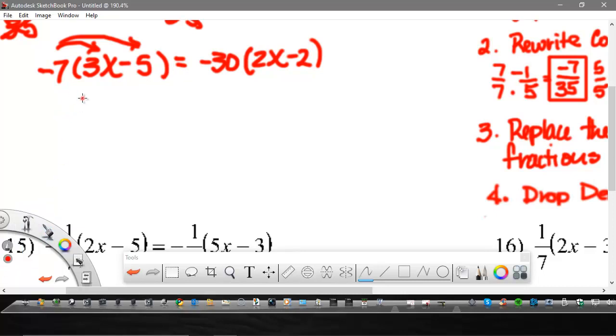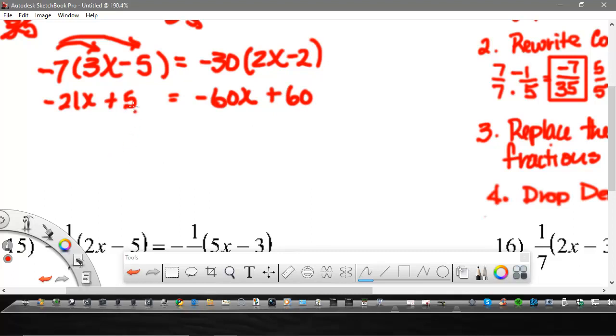So now, remembering our integer rules, a negative 7 times 3, they're different signs. So this answer here is going to be a negative 21x. Now a negative times a negative will be a positive number. So I get 35, and negative 30 times 2 will give us a negative 60. And remember, that's an x with it, and then a negative times a negative will be a positive. So 30 times 2 will give me a positive 60.